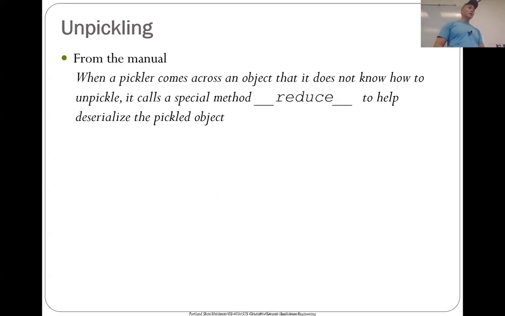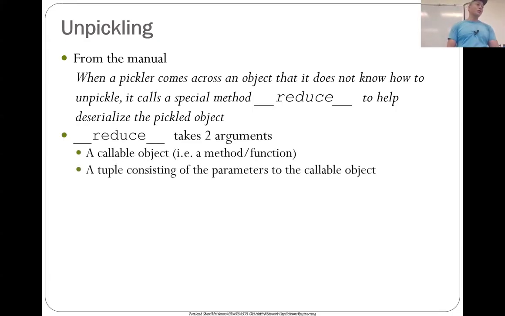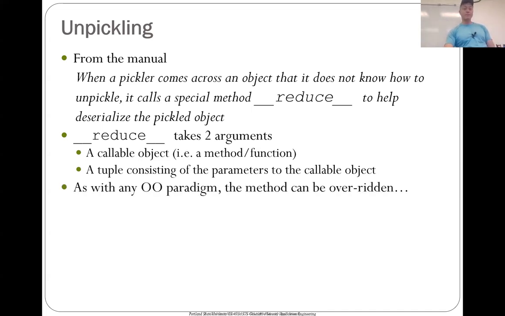So this is from the manual. When a pickler comes across an object that it does not know how to unpickle, it calls a special method, __reduce__, to help it deserialize the pickled object. And this is an object-oriented programming language. So you can override __reduce__ as an adversary and get code execution. So reduce takes two arguments, a callable object, which is a method or a function, and a tuple containing the parameters to call that. And this can be overridden.